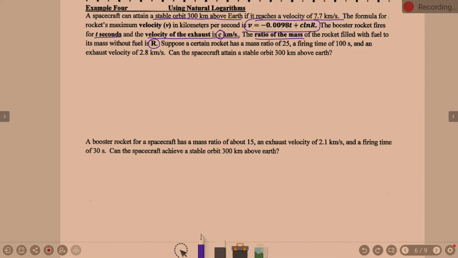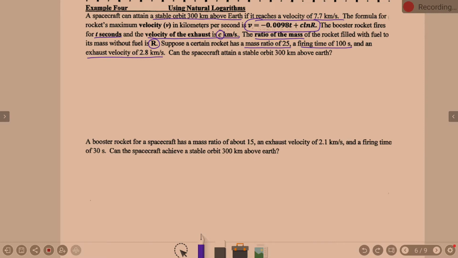Suppose a certain rocket has a mass ratio of 25, a firing time of 100 seconds, and an exhaust velocity of 2.8 kilometers per second. Can the spacecraft attain a stable orbit 300 kilometers above Earth? I guess we're going to find out.